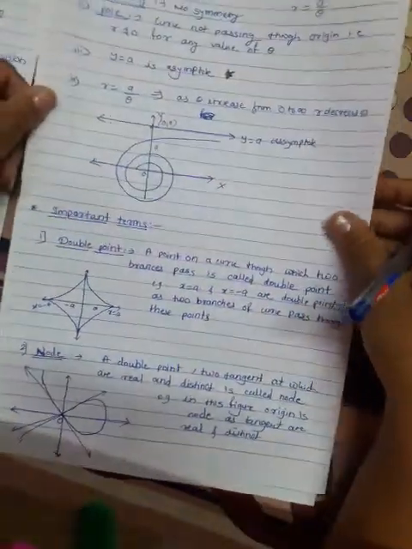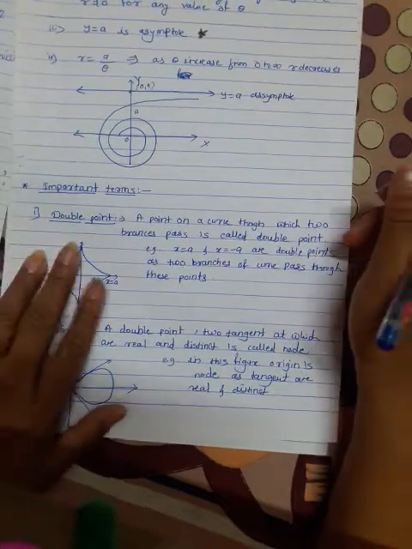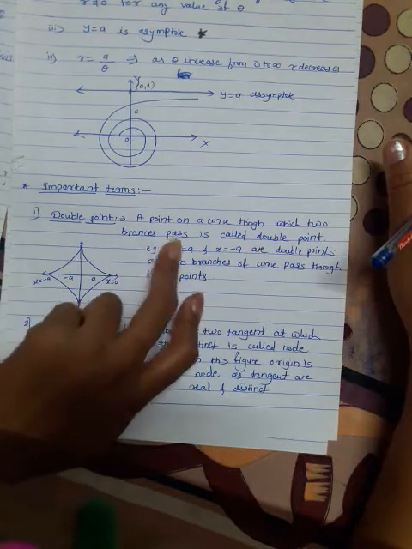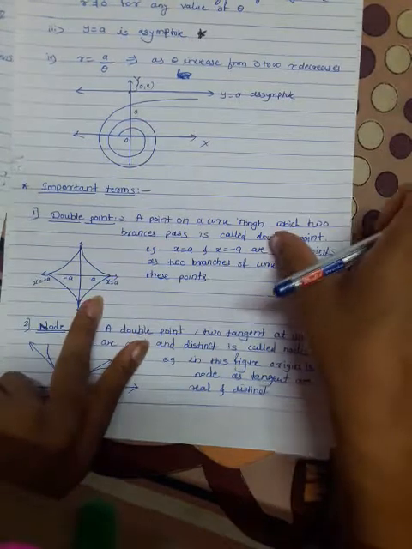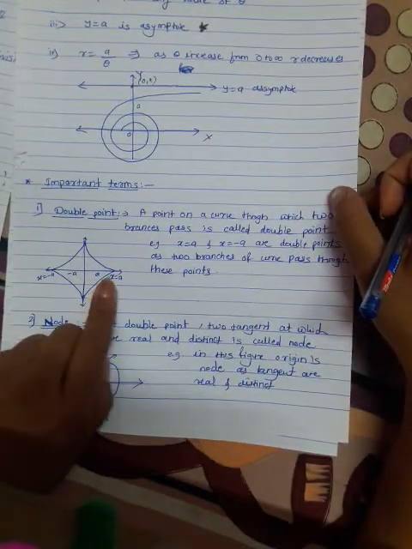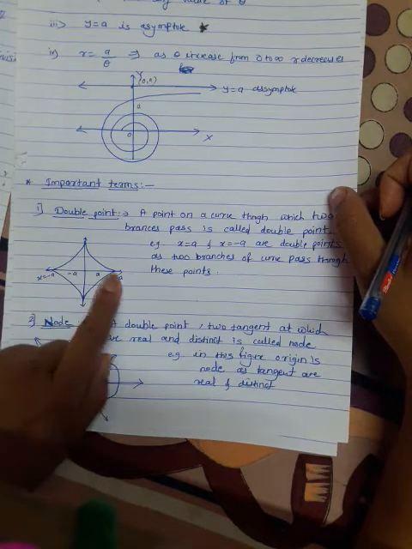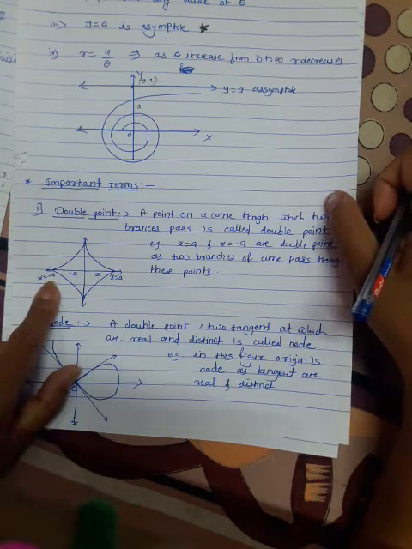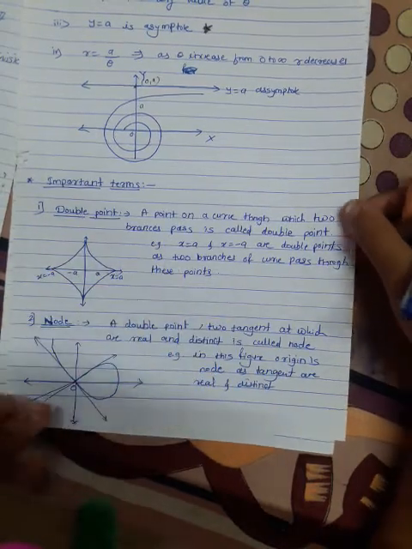Now there are some important terms and definitions. Double point: a point on the curve through which two branches pass is called a double point. For example, this is a curve we already know. Here at x is equal to a, this branch of the curve and this branch of the curve pass, that's why x is equal to a, and also x is equal to minus a, are the double points of this particular curve.